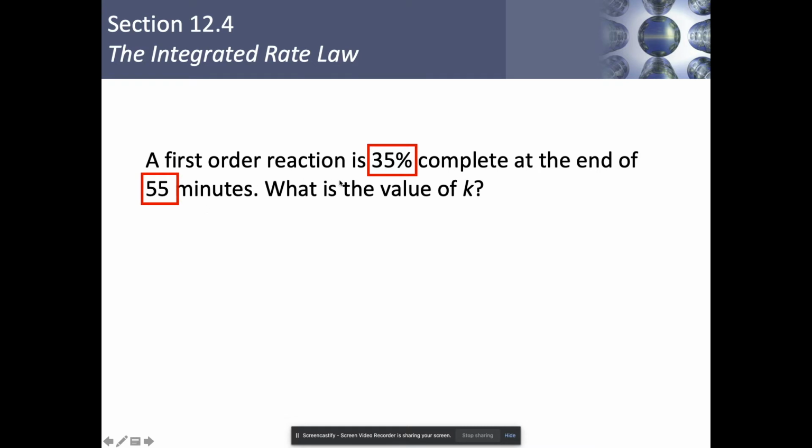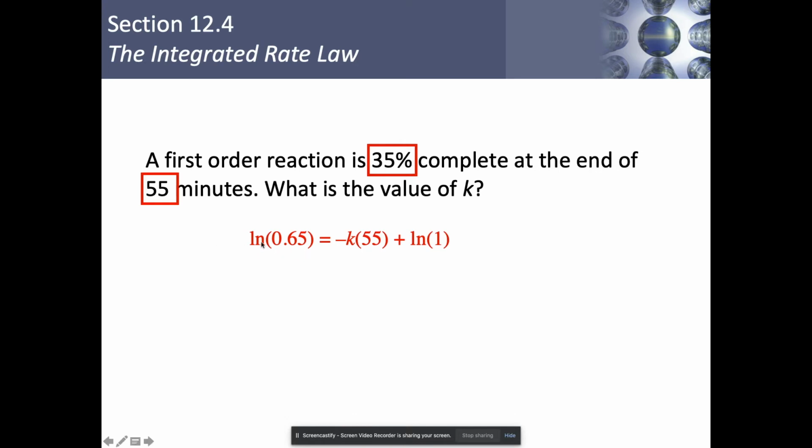All right, so 35% is going to be important to us, and so is 55 minutes. But here's the big mistake people end up making. Obviously, I'm going to have to use my half-life equation, right? So keep in mind, and this is important, that if a reaction is 35% complete, that means that there is 65% remaining, which is the big mistake that people would end up making.